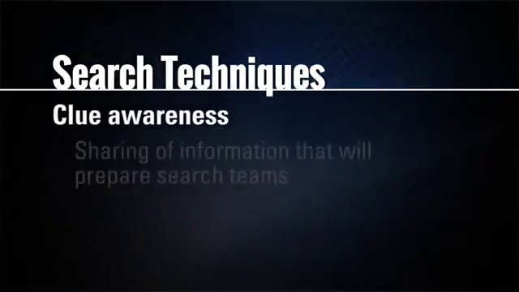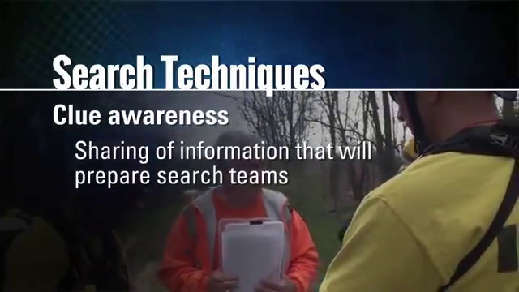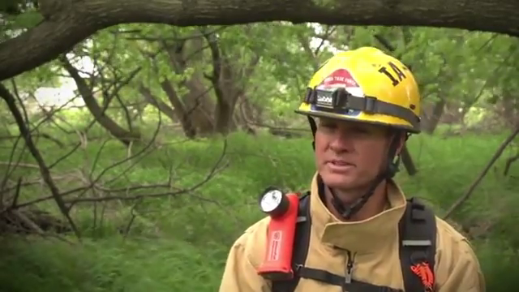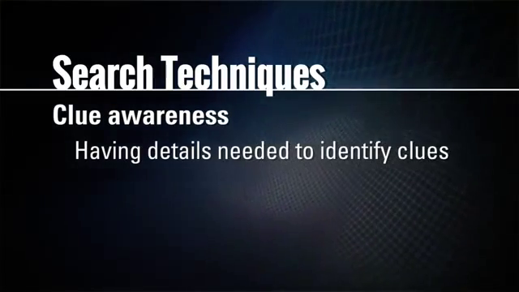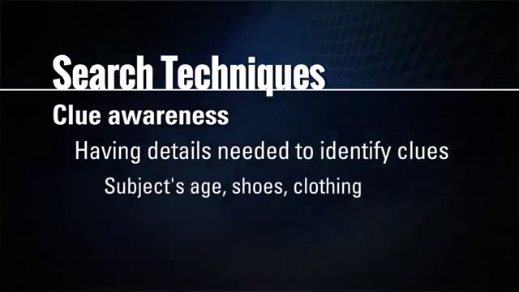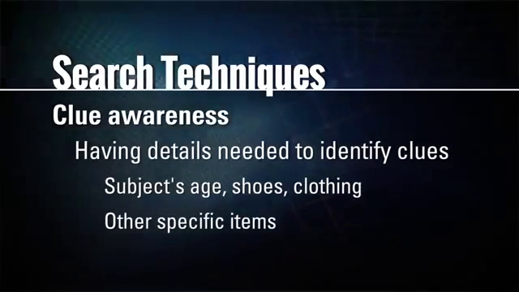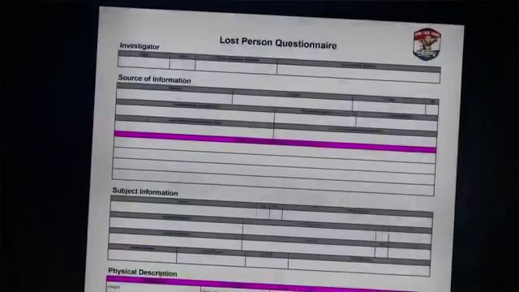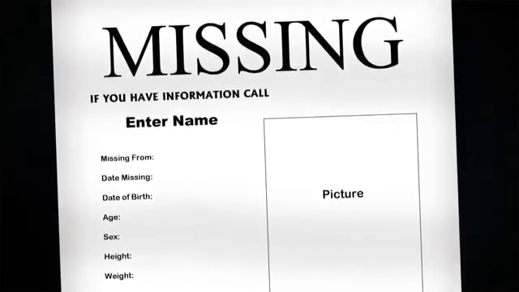Clue awareness is the sharing of information gathered during the investigation that will prepare search teams to look for relevant clues and to be effective observers. If looking for an adult, we wouldn't be looking for a size 2 shoe or something that would not pertain to that victim. So clue awareness is vital. Clue awareness is having the details you need to be able to identify a relevant clue when you see it. Knowing the age of the lost subject, what kind of shoes and types of clothing he or she is wearing, whether the subject is carrying other specific items. These are all details that are pulled from the comprehensive Lost Person Questionnaire and consolidated into a Lost Person Profile. This profile provides a quick way to share key facts with search teams.